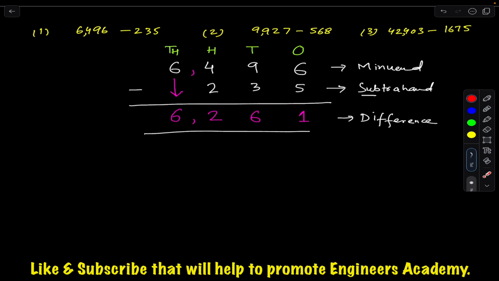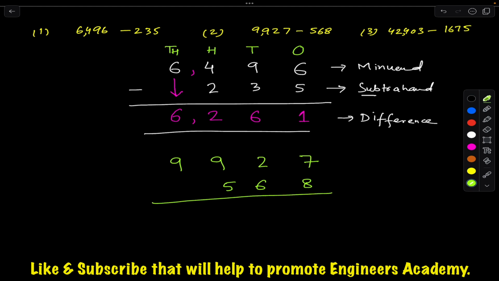Now we want to subtract this 568 from 9927. So we will repeat the same method. We will write ones, tens, hundreds, and thousands one below each other. So we will write 9927 and 568. So this is ones, tens, hundreds, and thousands.